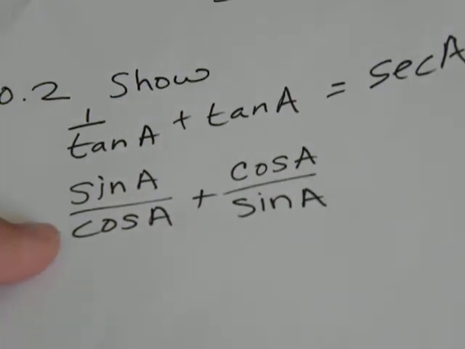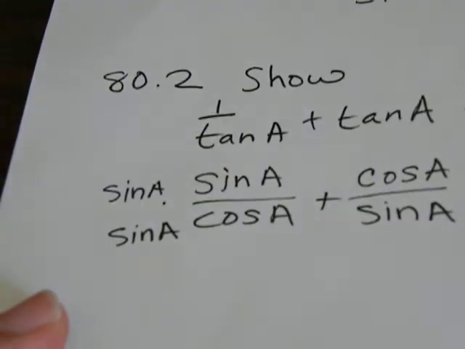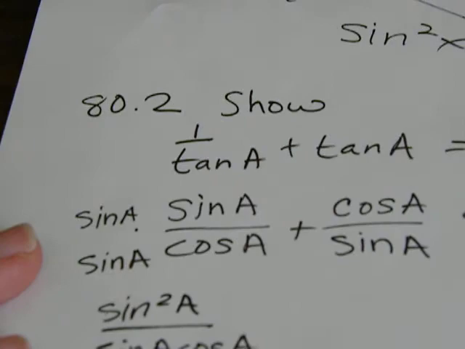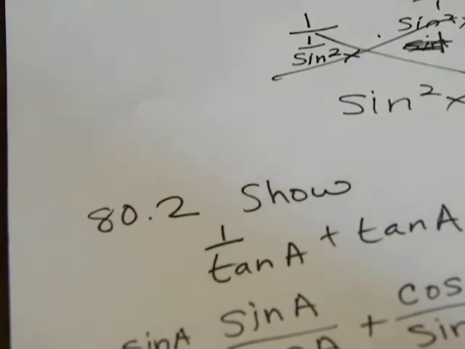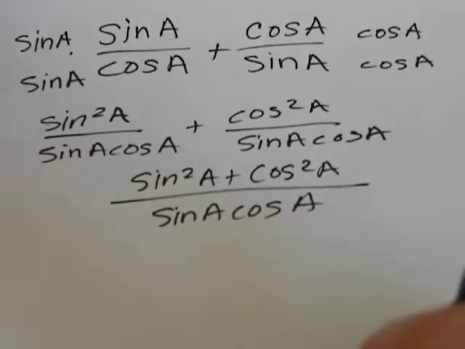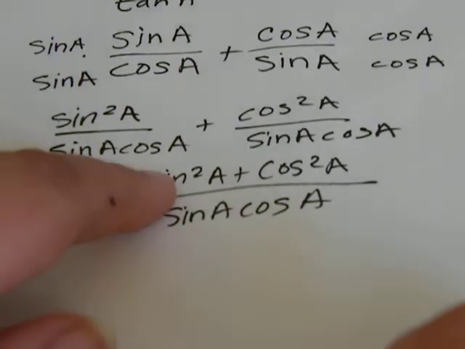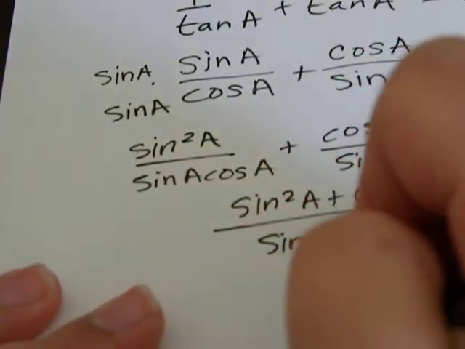So, common denominator, multiply the left side by sine A and the right side by cosine A. For the left part of our equation, we get sine squared A over sine A cosine A. And on the right side you get cosine squared A over sine A cosine A. Put it all together: sine squared A plus cosine squared A all over sine A cosine A. Remember, sine squared A plus cosine squared A is equal to 1.